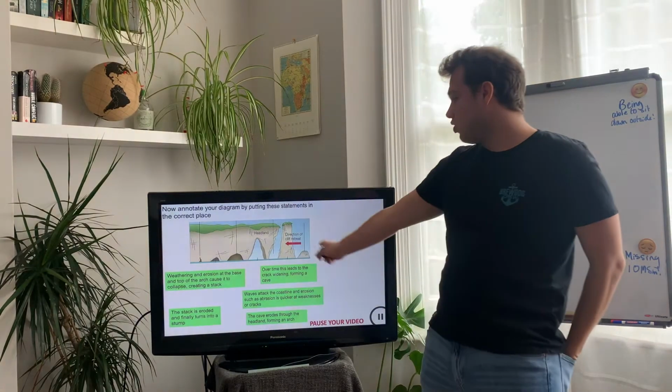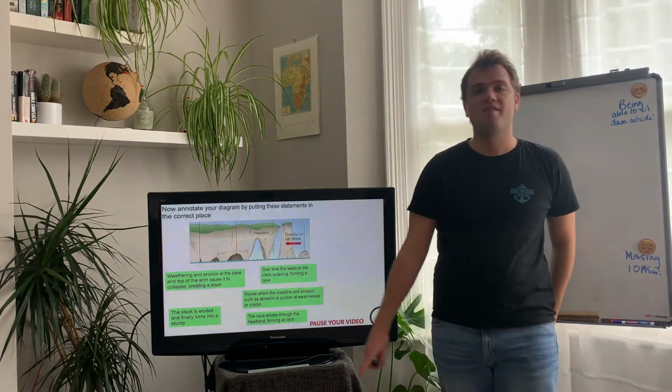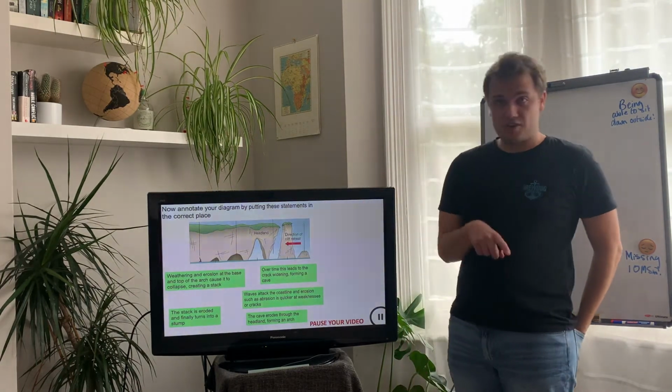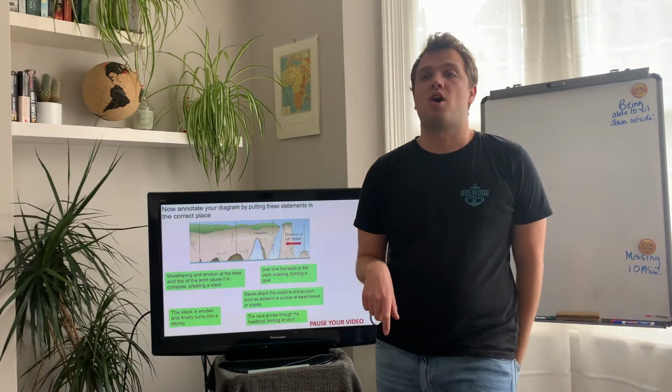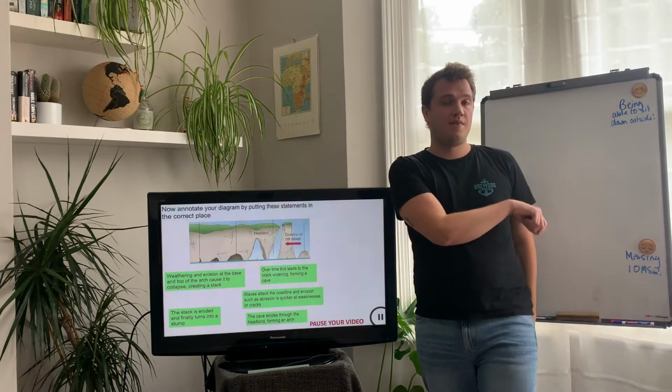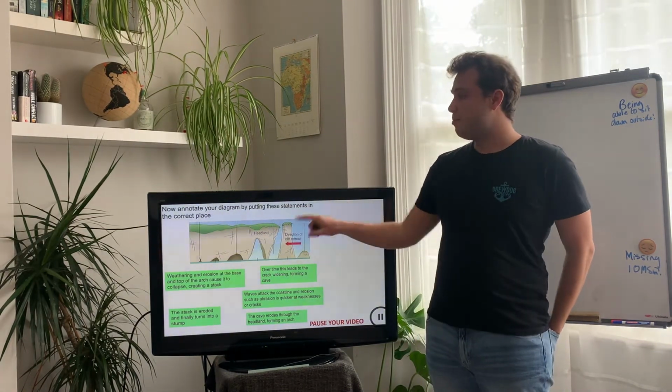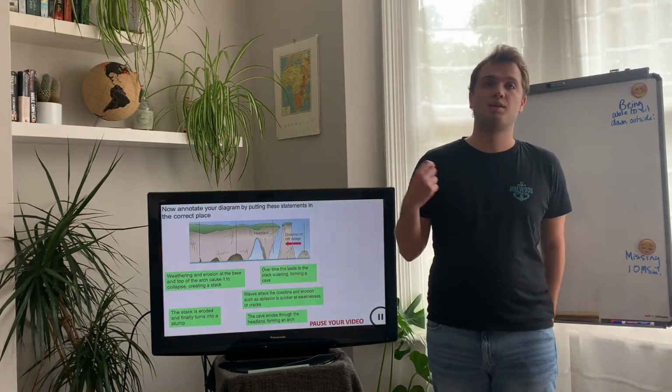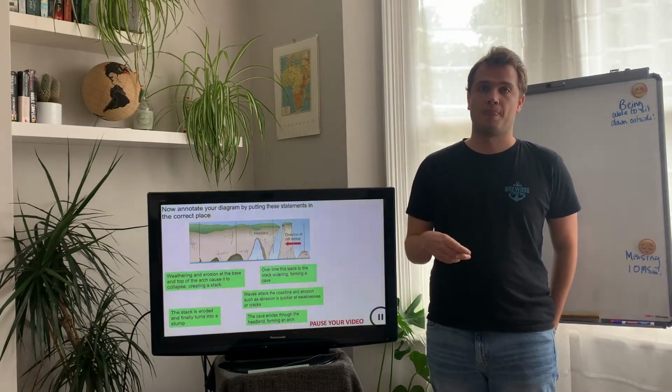Okay, so here are your five, I can count, five annotations that I would like you to add to your diagram now. So thinking about what you've just watched in that video, go back to your diagram and put these annotations at the correct point of your diagram.